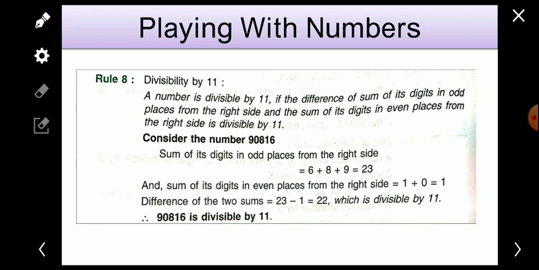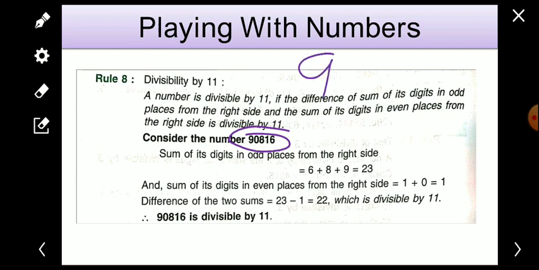Now divisibility by 11. A number is divisible by 11 if the difference of the sum of its digits in the odd places from the right side and the sum of its digits in the even places from the right side is divisible by 11. What is the rule? Let me make you understand through the example. You might have got confused by reading the rule. So suppose that we have to check the divisibility of this number 90,816.